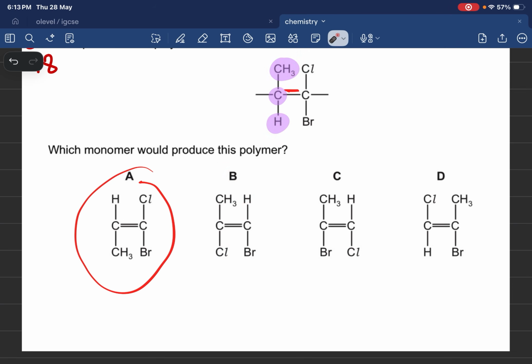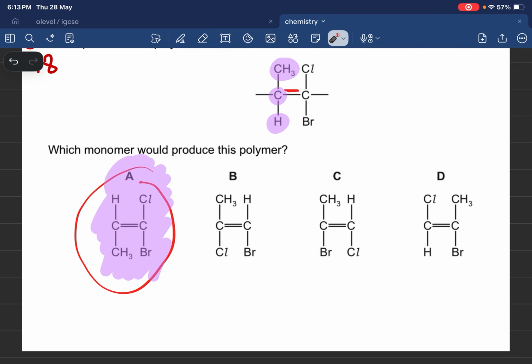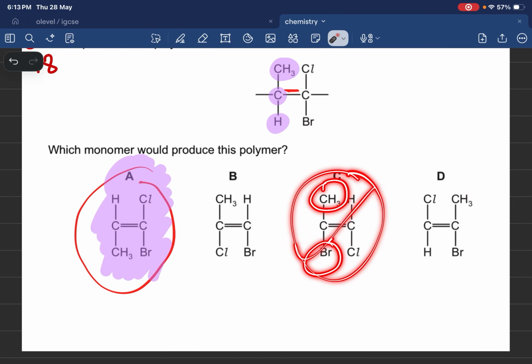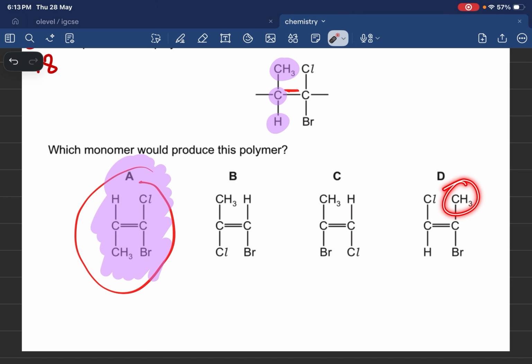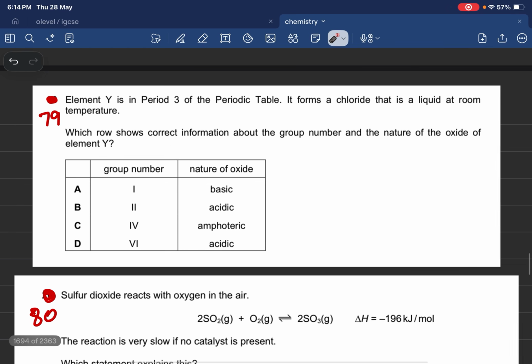So CH3 and H on one carbon, CH3 and H on one carbon. Yeah, good. And chlorine and bromine on the next carbon. Look, the position of H and CH3 can change, but they have to remain on the same carbon. So it's option A. Okay. And for this one over here, this is CH3 and Br, that's not possible. This is CH3Cl. Again, I told you the carbon needs to be the same.